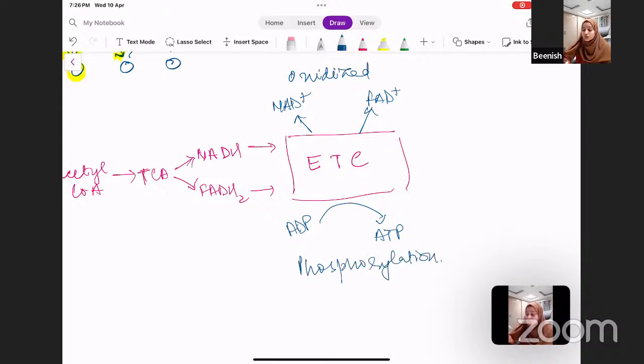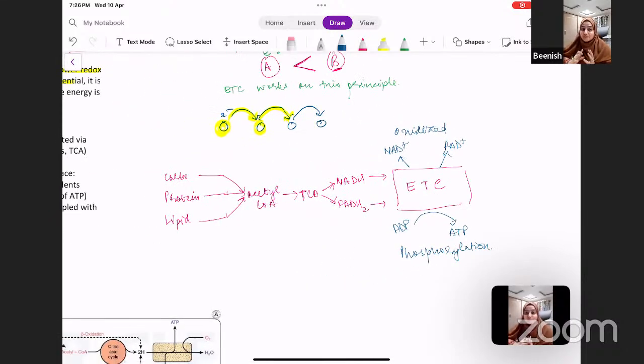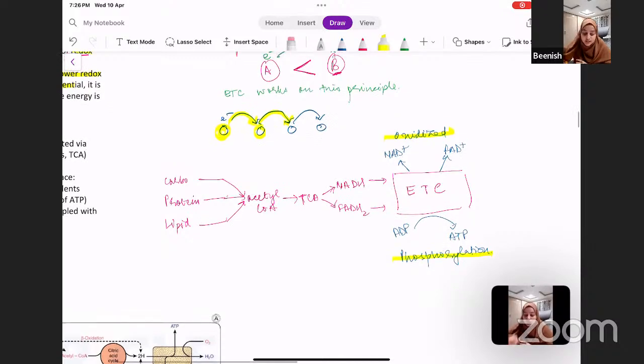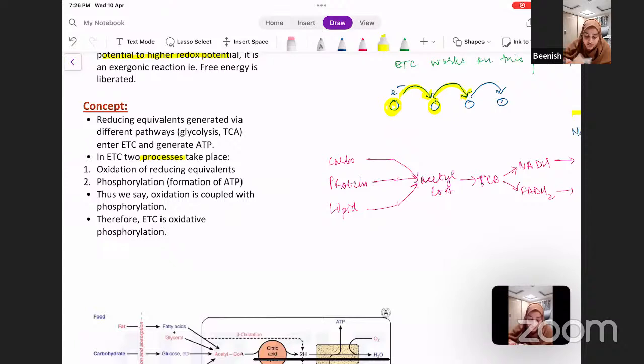That is production of ATP. So this is basically an overview of your electron transport chain. In electron transport chain, two processes are taking place. First is oxidation of reducing equivalents, and the second is phosphorylation, that is generation of ATP. Thus we say oxidation is coupled with phosphorylation.